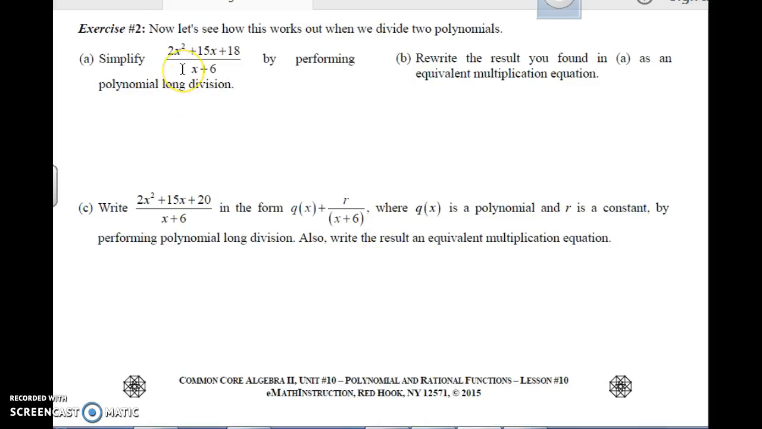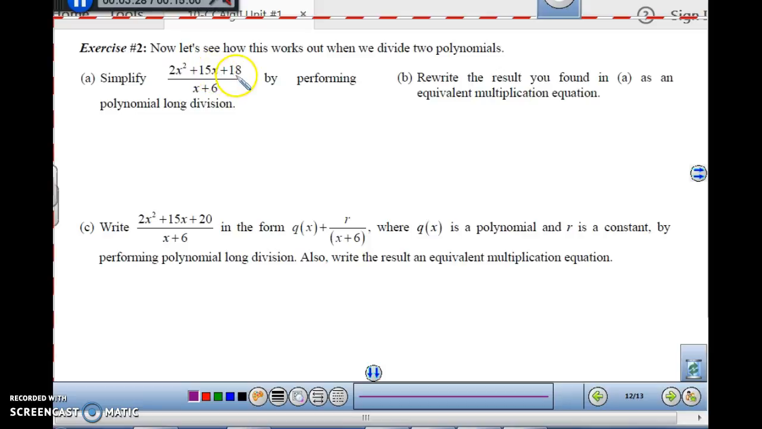Now, simplify 2x squared plus 15x plus 18 divided by x plus 6 by performing polynomial long division. What we've done so far is we usually factor and cancel. And that'll work if you can do it. But sometimes it won't work, or sometimes they may specifically ask you to do long division. But the process is still the same. We set it up as a long division problem. This is your divisor, x plus 6, which goes on the outside. And then you have 2x squared plus 15x plus 18.